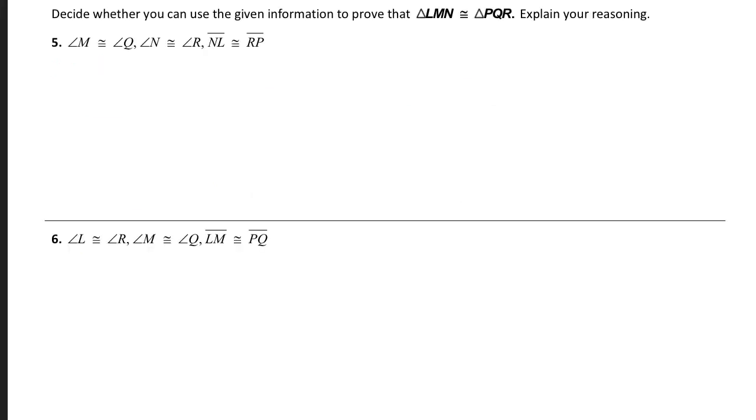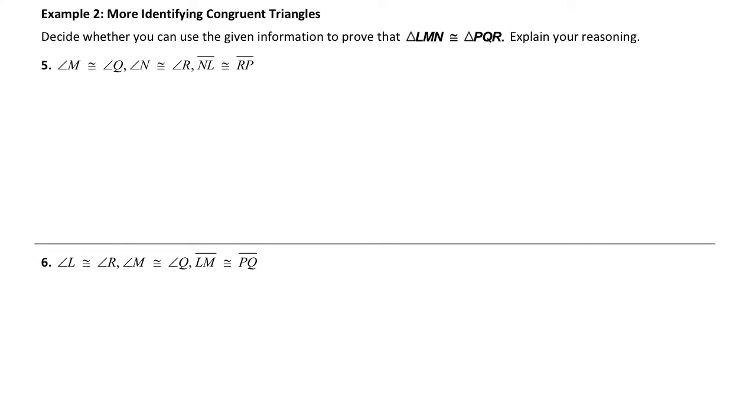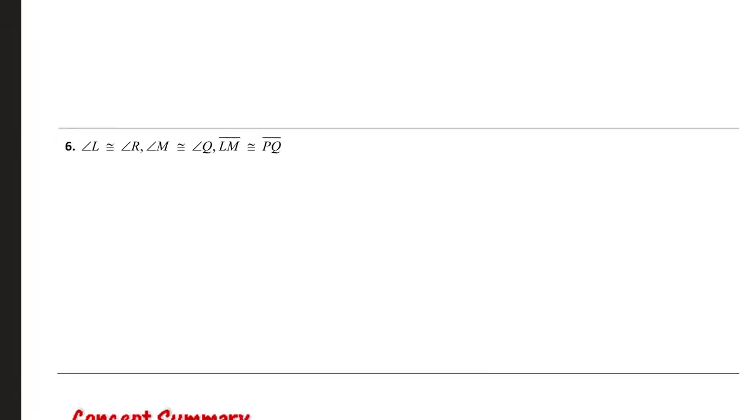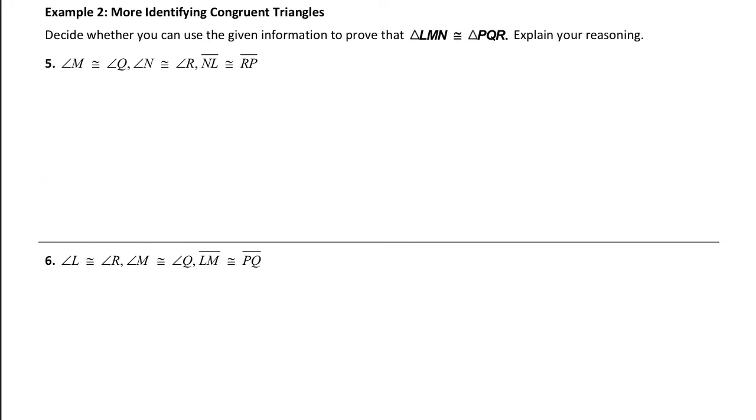So for the next example, a little more tricky, right? Because I am not giving you the diagram, okay? So in parts 5 and 6 of this example, I think what I'm going to do is I'm going to do 5. I'm going to have you do 6 as kind of your guided practice. So let me just draw LMN, PQR. Is it enough to prove?